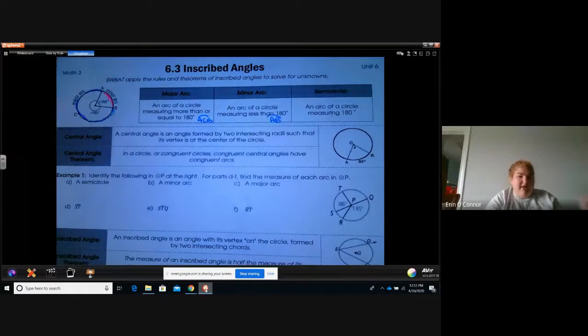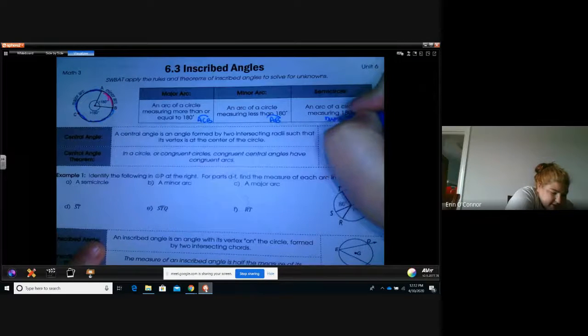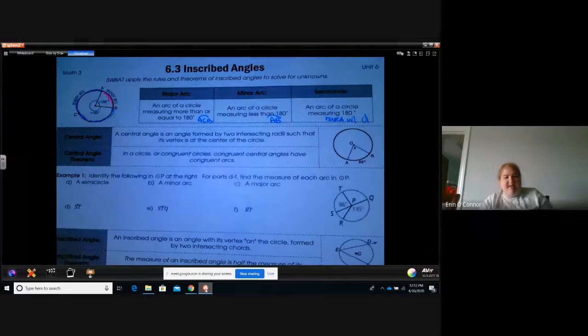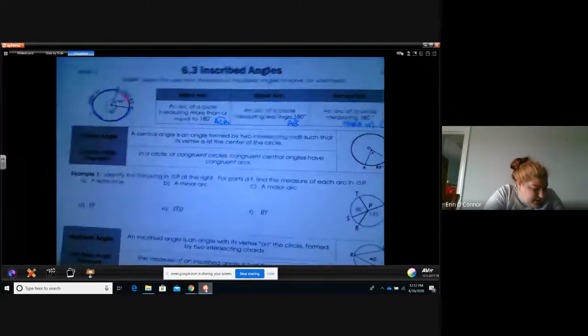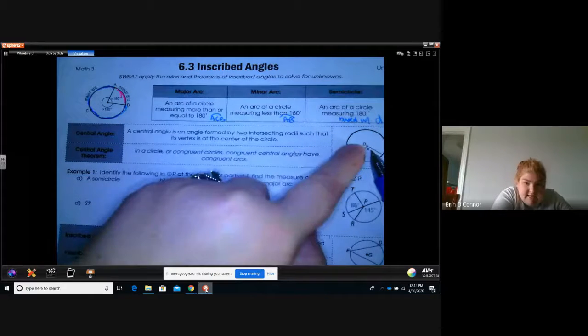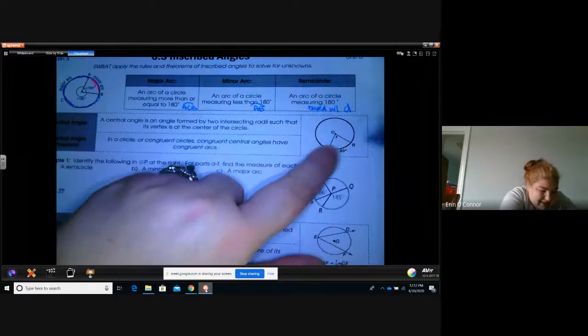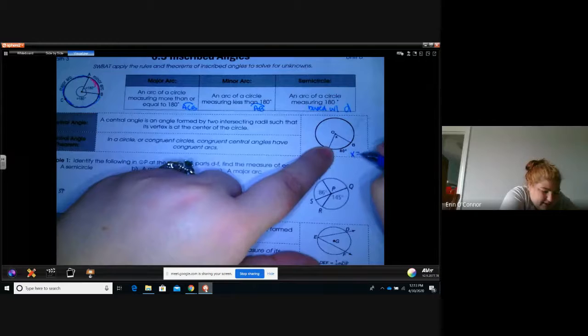And then a semicircle is an arc exactly measuring 180 degrees, and it's going to be based on a diameter. So I'm going to put a D there. So you're going to see it because the chord for that one is a diameter. A central angle. A central angle is an angle formed by two intersecting radii such that its vertex is at the center of the circle. Central angle theorem. In a circle or congruent circles, congruent central angles have congruent arcs. So, since this is x and this is 80 degrees, since it's a central angle, the arc is the same as the angle. So, x equals 80 degrees here.